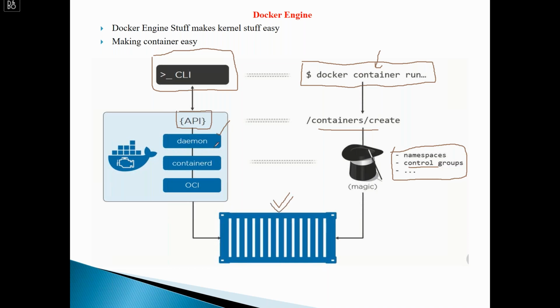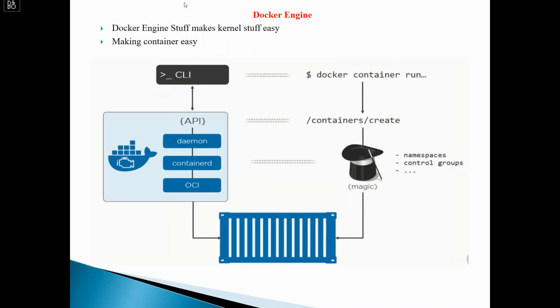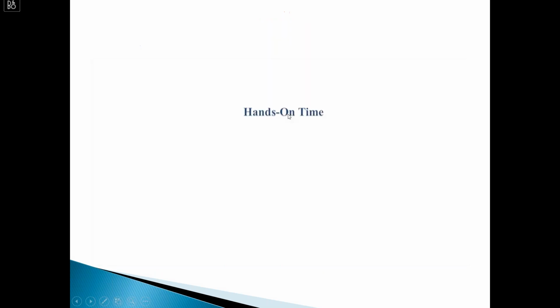With the help of these commands, first of all you need to start Docker, and after that you run a container, and then you work with the container. This is Docker engine stuff. So Docker engine stuff helps your CLI to communicate with the container, and then you can work with your images as well as containers.